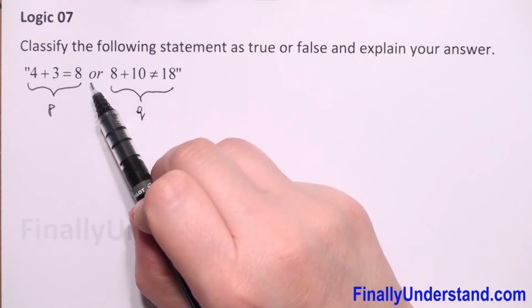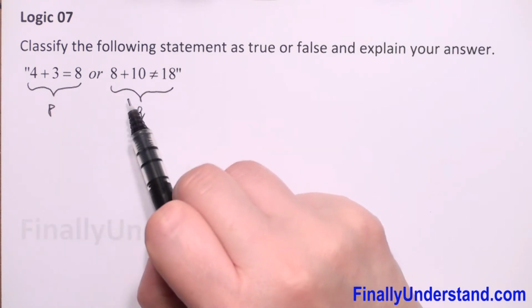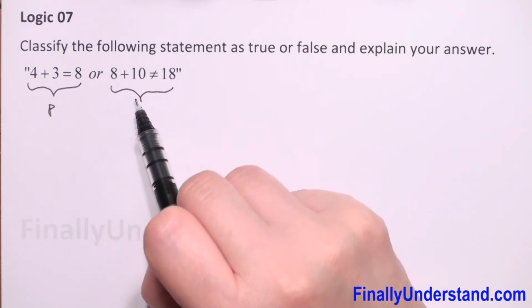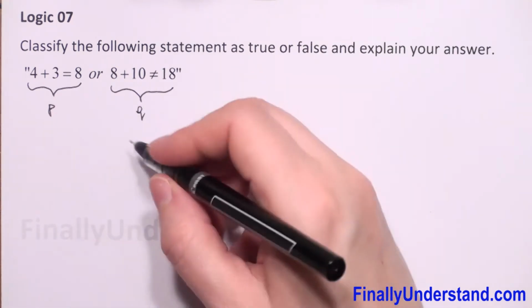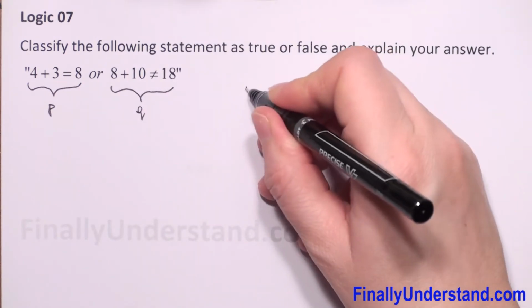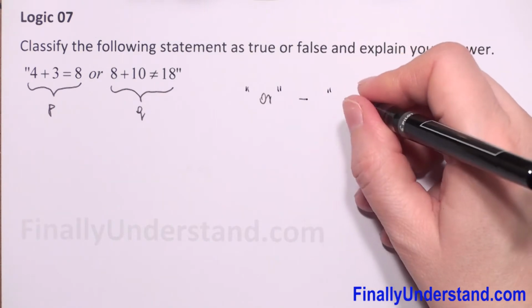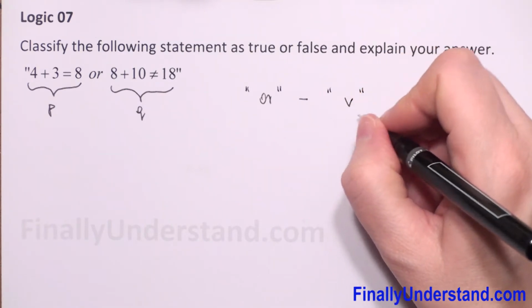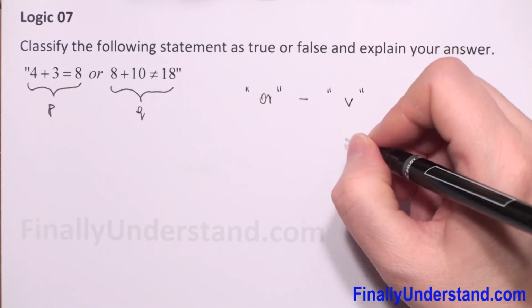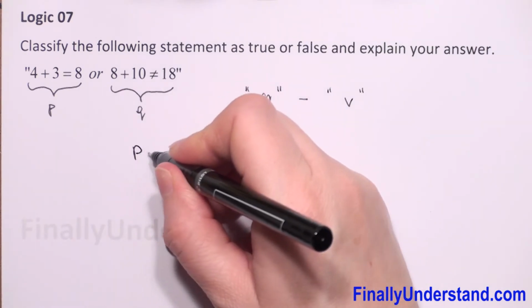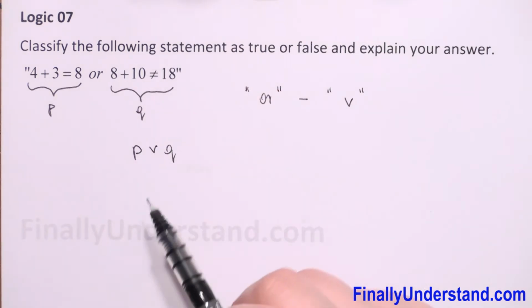We have the word OR between these two simple statements. So OR represents our symbol, this, and this is for disjunction. So we have P or Q.